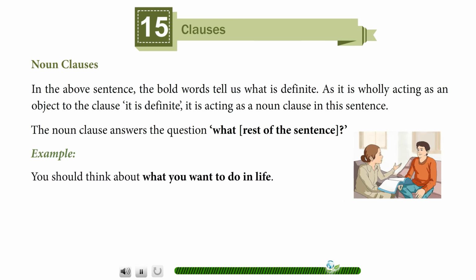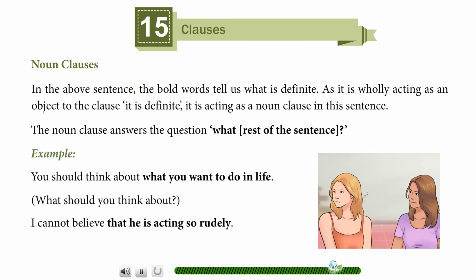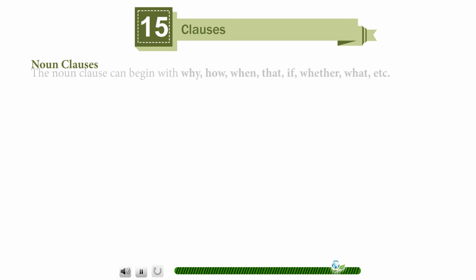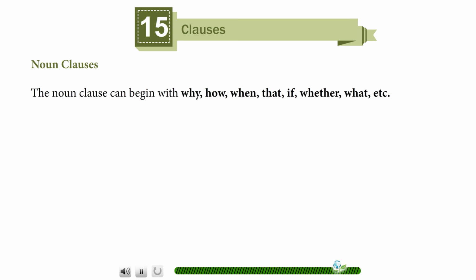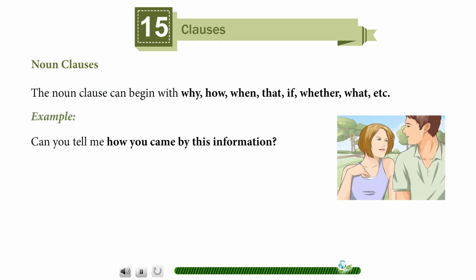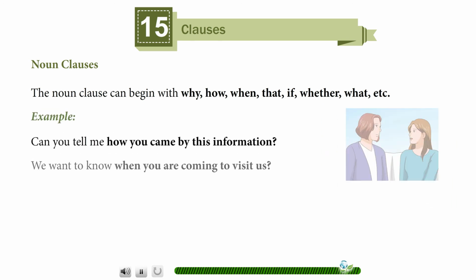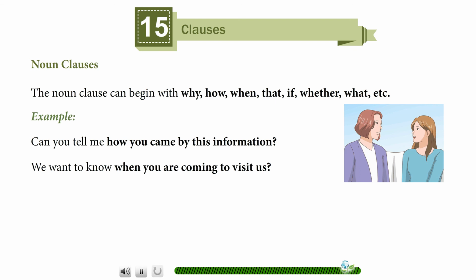Example, you should think about what you want to do in life. What you should think about? I cannot believe that he is acting so rudely. What can I not believe? The noun clause can begin with why, how, when, that, if, whether, what, etc. Example, can you tell me how you came by this information? We want to know when you are coming to visit us.